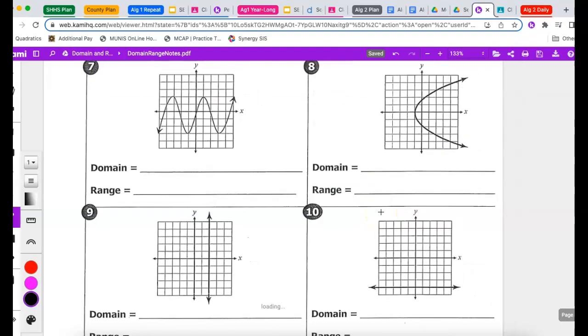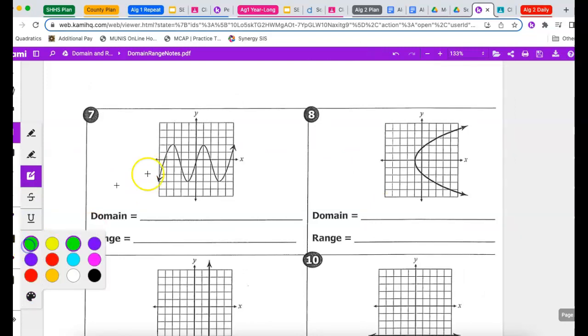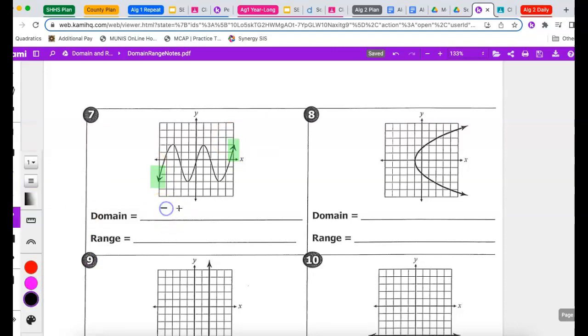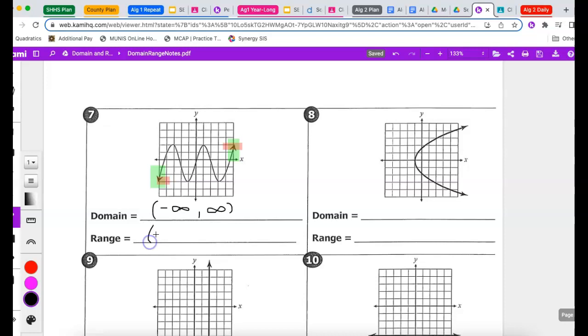All right, just a couple more examples in this video, guys. So domain, we have left to right. So again, both landing on arrows, negative infinity to positive infinity with parentheses. And then we go from bottom, which is the arrow, to the top, which is the arrow. So our domain and range are both the same. Whenever we have the double arrows, our domain and range are infinite.